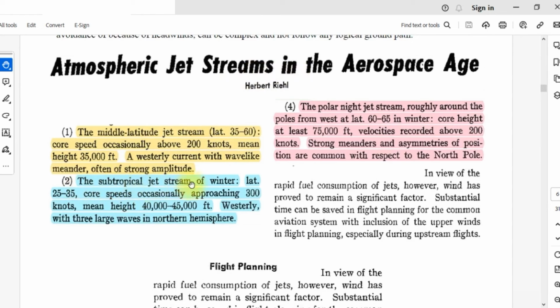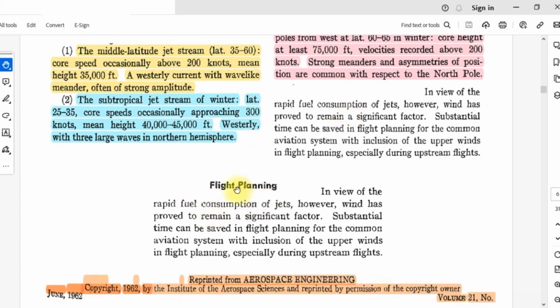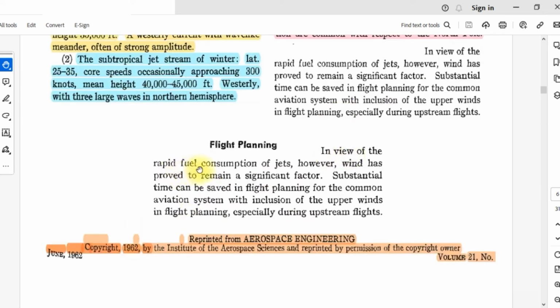The subtropical jet stream of winter, latitude 2535, speeds occasionally approaching 300 knots, mean heights 40 to 45,000 feet westerly, 3 large waves in northern hemisphere. Here we have the polar jet streams. Now flight planning right here. 1962. In view of the rapid fuel consumption of jets, however, wind has proved to remain a significant factor. Substantial time can be saved in flight planning for the common aviation system with inclusion of the upper winds in flight planning, especially during upstream flights.